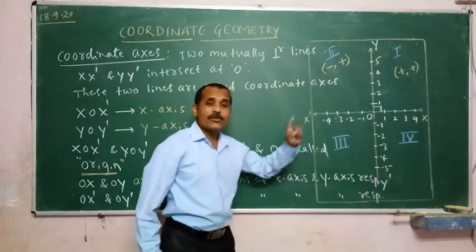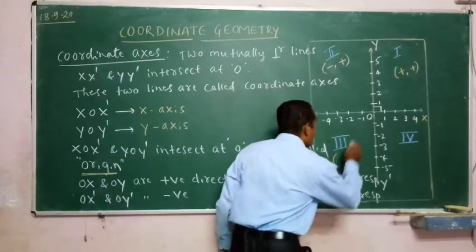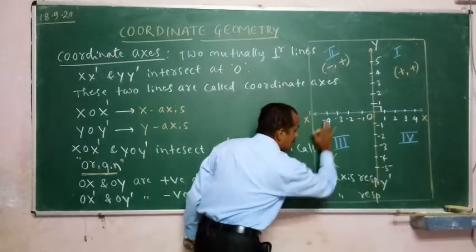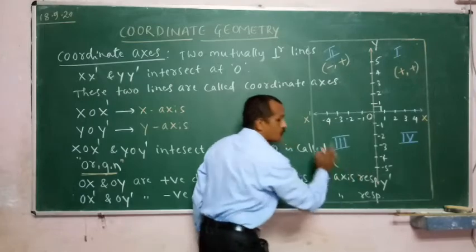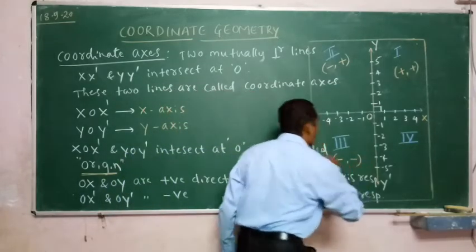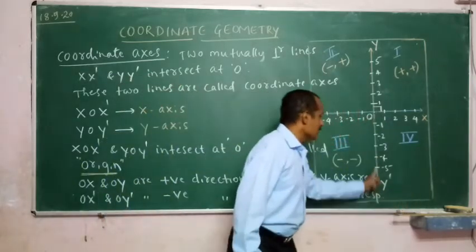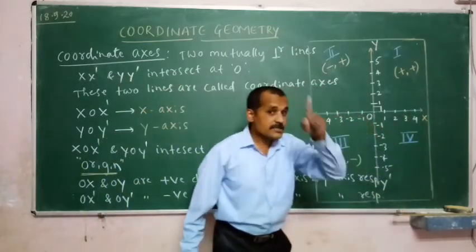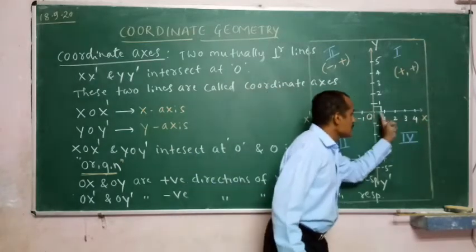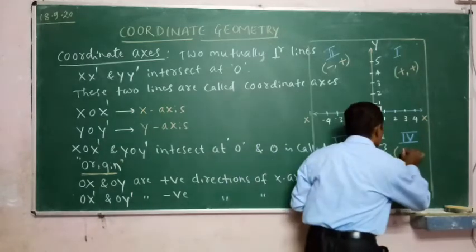When you come to the third quadrant, it will be x negative, y also negative. That means in this region, x also negative, y also negative. It is called minus comma minus. Whereas in the fourth quadrant, always first x-axis followed by the y-axis. X value positive, y value negative. So this is called plus minus.